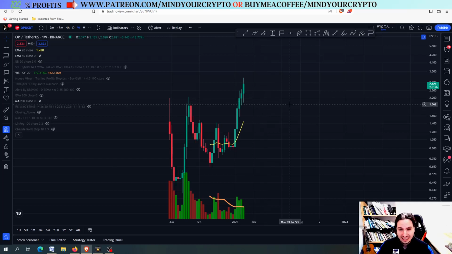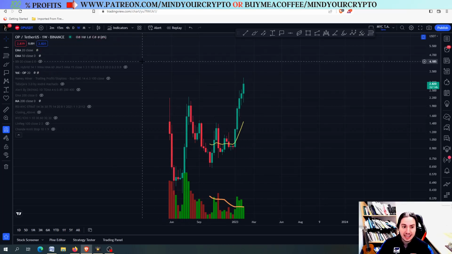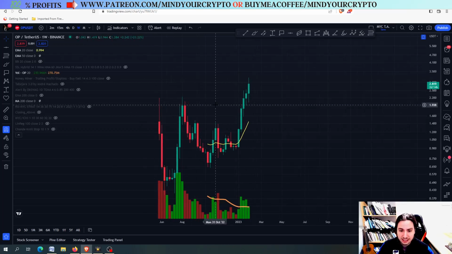Let's go right here to see and observe the market. OP, Optimism against USDT chart. Right here, you can see that we had the high of 2.24 back on Monday, 1st August, then a correction, and now we have approached even the 3.135 on Binance, right?